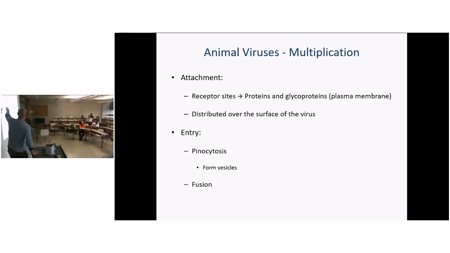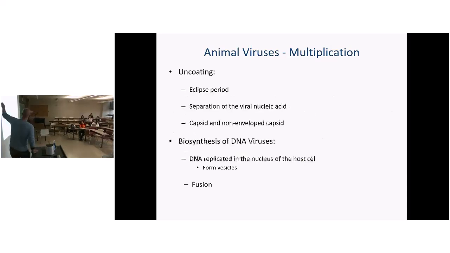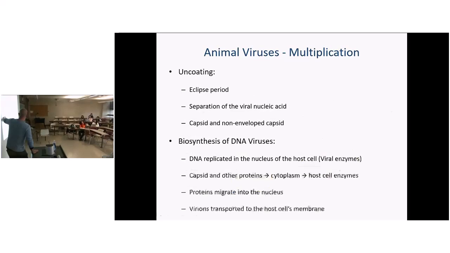As I said, attachments, most of the time, you have receptor sites in the plasma membrane of cells, in this case distributed over the surface of the virus. It enters by pinocytosis. Sometimes you can enter by what we call fusion, but it's not very common. So the next one, obviously you have all these things, the biosynthesis of DNA or RNA viruses. The next 2 slides will probably cover most of that.